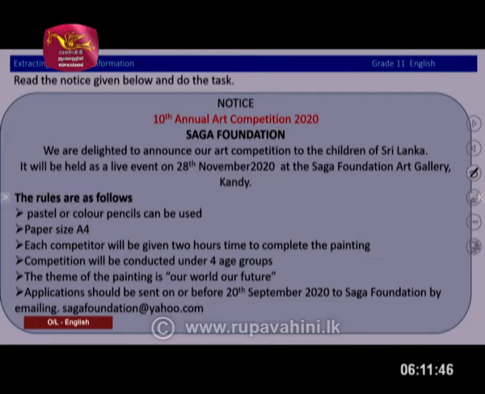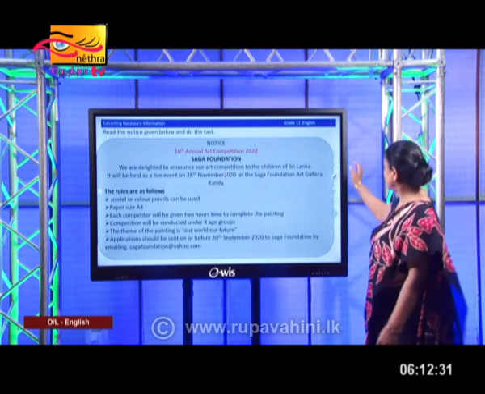The rules are as follows. Pastel or color pencils can be used. Paper size A4. Each competitor will be given 2 hours time to complete the painting. Competition will be conducted under 4 age groups. The theme of the painting is Our World, Our Future. Applications should be sent on or before 20th September 2020 to Saga Foundation by emailing thesagafoundation@yahoo.com.